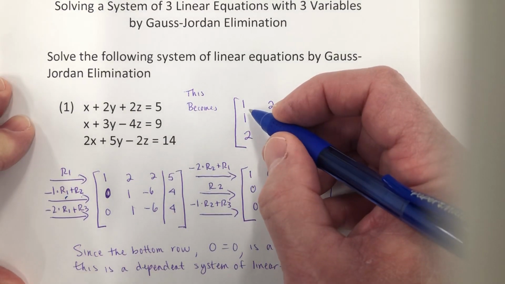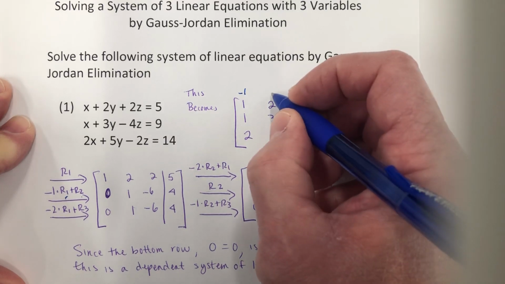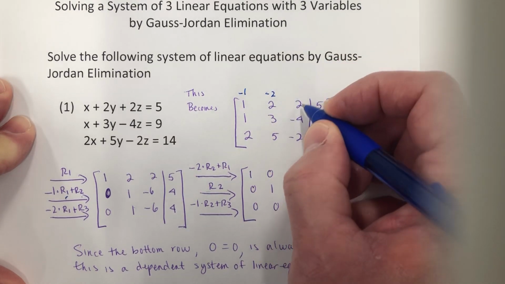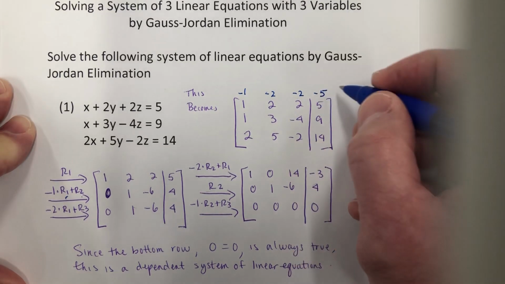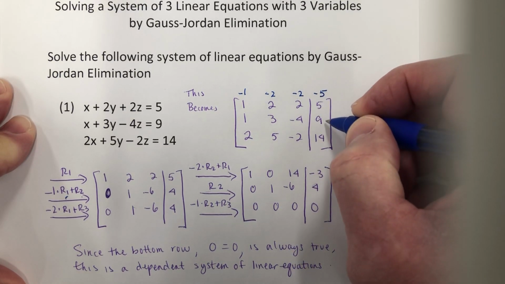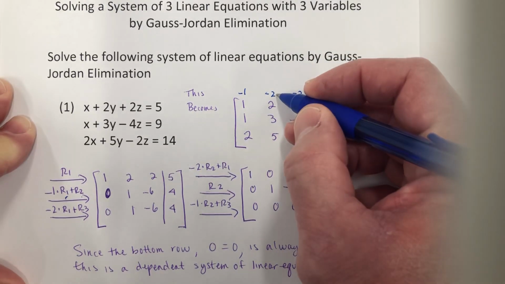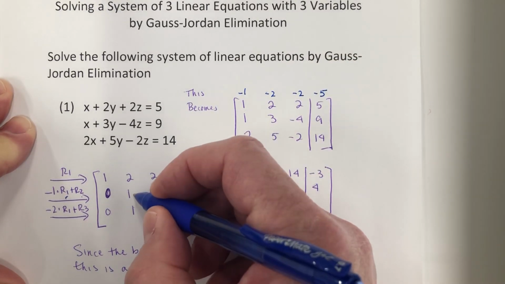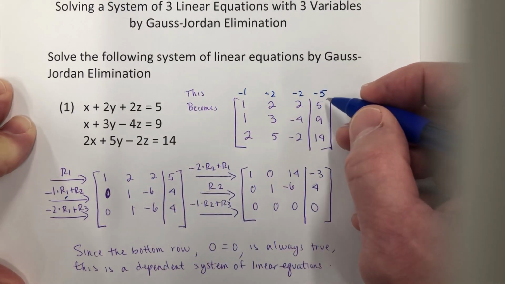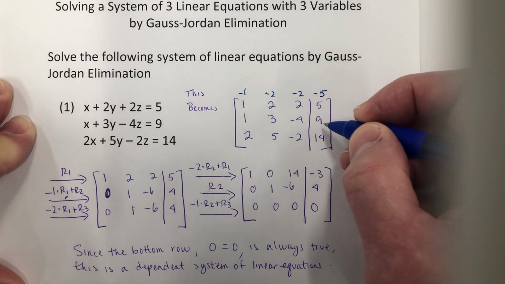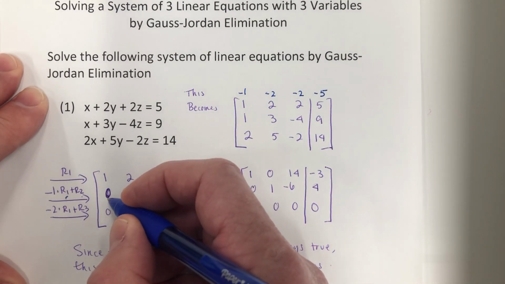All right, so we're going to multiply the top row by negative 1. 1 times negative 1 is negative 1. 2 times negative 1 is negative 2. 2 times negative 1 is negative 2. 5 times negative 1 is negative 5. Then we're going to add the blue numbers to the middle row. Negative 1 plus 1 is 0. Negative 2 plus 3 is 1. Negative 2 plus negative 4 is negative 6. Negative 5 plus 9 is positive 4. Okay, so we've gotten our 0 here.